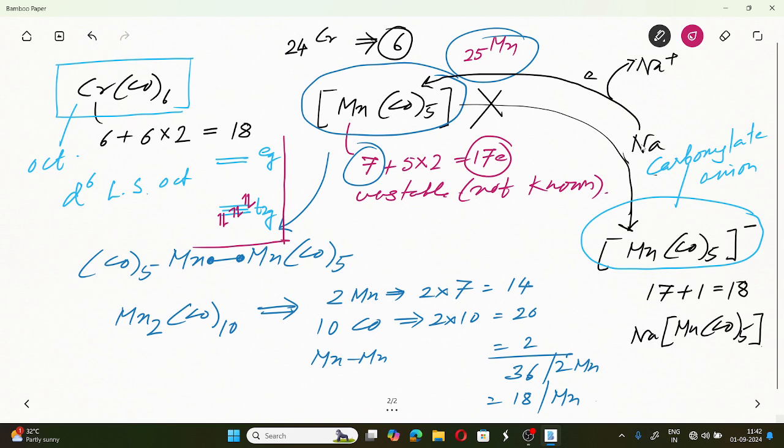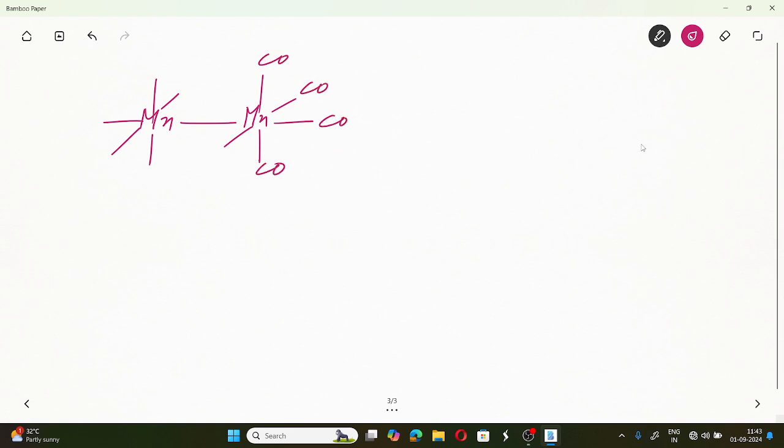But if you look at Mn2(CO)10, see Mn2(CO)10, the structure is like this. So the geometry around each manganese center is octahedral. Look carefully. The geometry around each manganese center is octahedral. Do you understand? And you'll find that this Mn-Mn distance is much longer. Why?